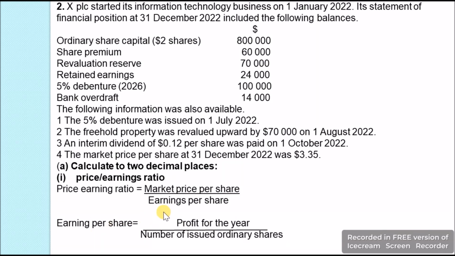So for this we require earning per share, and for earning per share we have a formula. How do the shareholders get their earning? They get it from the profit for the year because this is used to give the dividends, and we want it for one share, that is per share. So we will divide it by the number of ordinary shares issued.